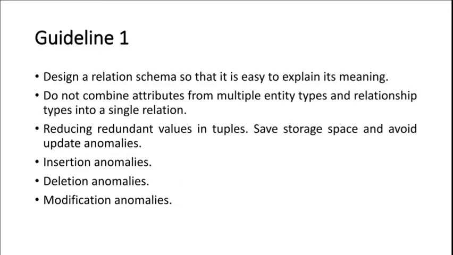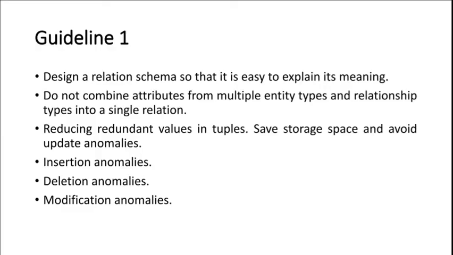So do not combine attributes from multiple entity types and relationship types into a single relation. That is the first guideline. And along with that, the first guideline tells about reducing the redundant values in tuples. That means according to guideline 1, no redundant value should be there. Because if redundant values are not there, it will save the storage and avoid anomalies. If redundant values are not there, you can easily understand that it will definitely save the storage space.